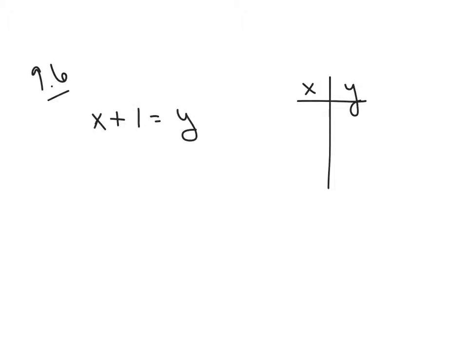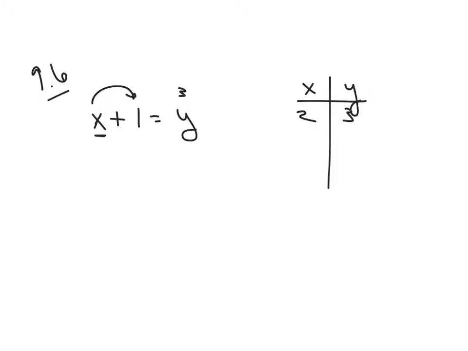Okay, here we are, lesson 9.6, graphing parabolas, and this is the last lesson of the book. And one of the things that we've done is we've used these little tables here, and when we're given something like x plus 1 equals y, we would put in a number for x, like 2, and when we add 2 and 1, we'd get 3, and our y would be 3.